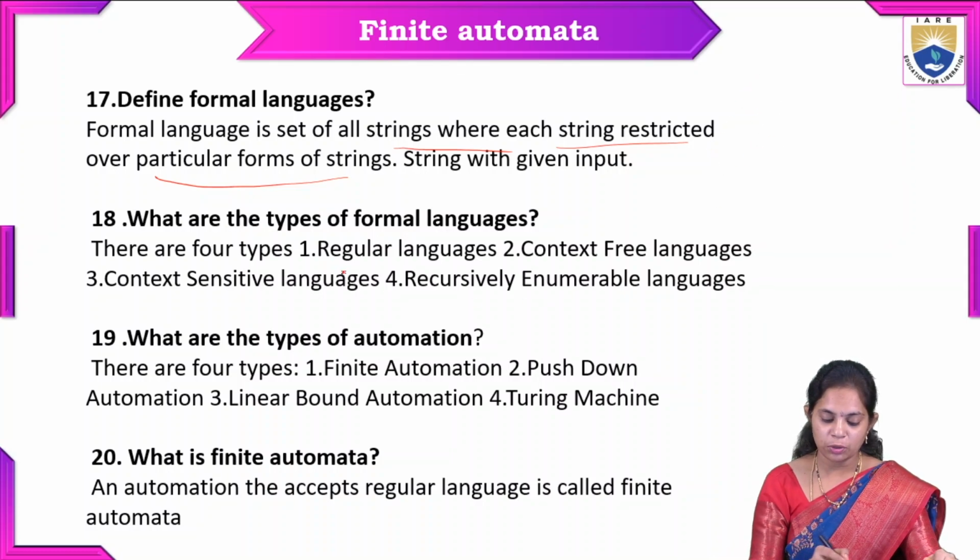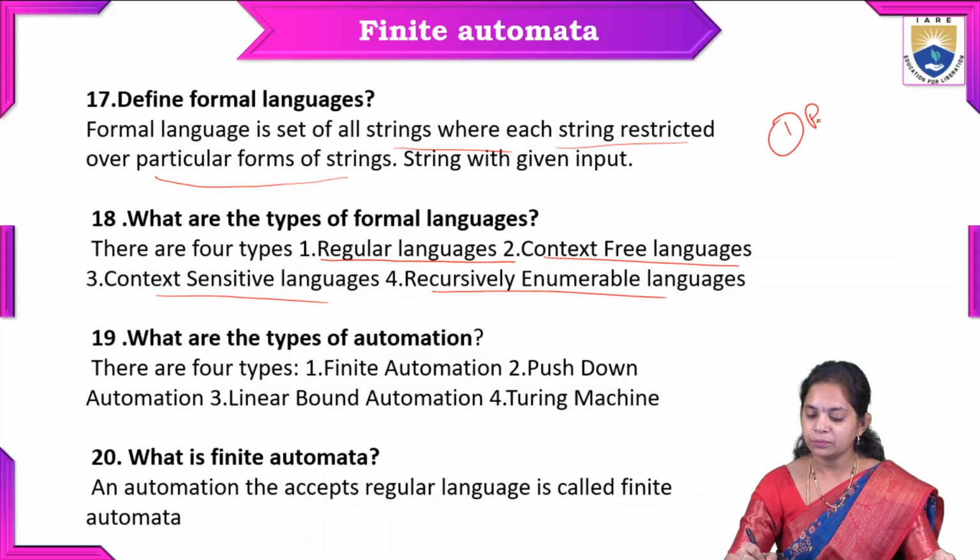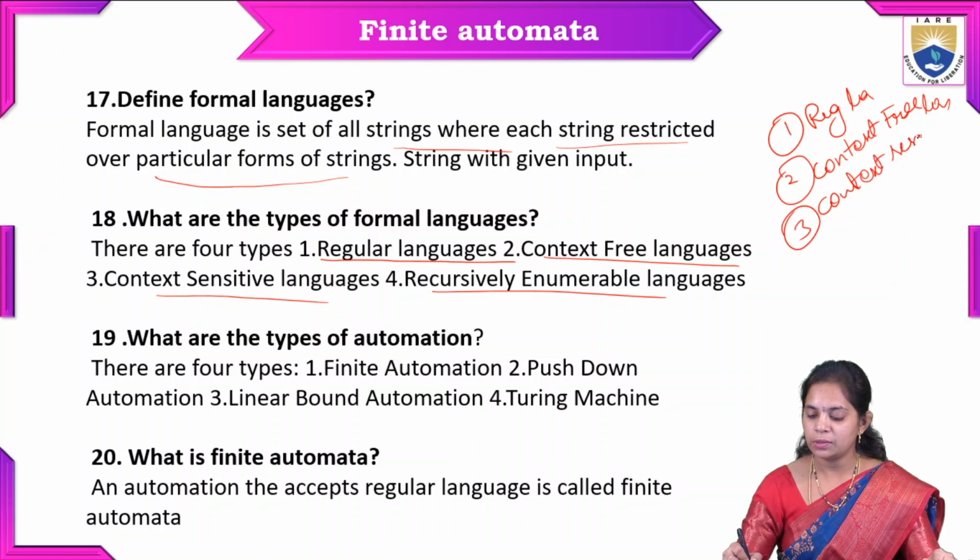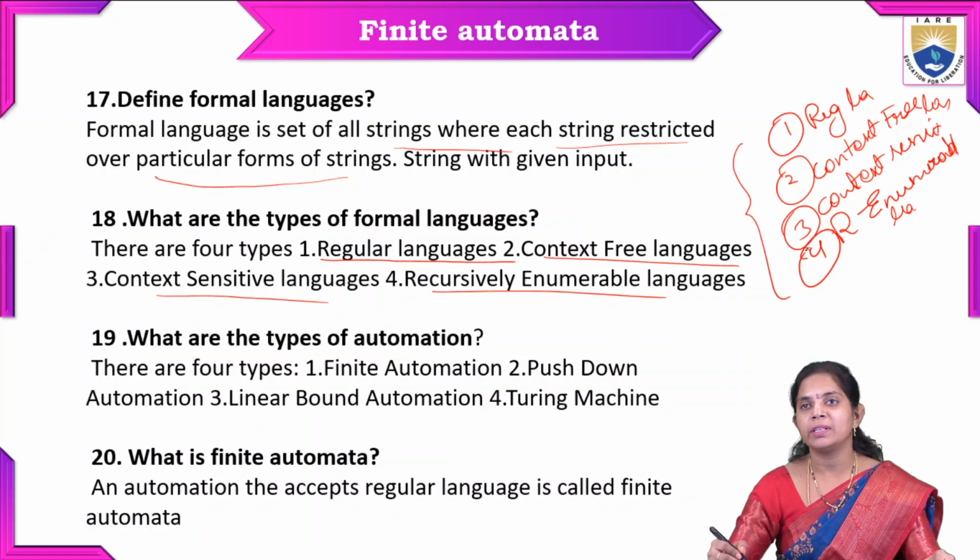So coming to the finite automata languages, we have four types of languages. One is regular languages, and the second one is context free language, and the third one is context sensitive, and the fourth one is recursive enumerable languages. So these are the four types of formal languages we have.